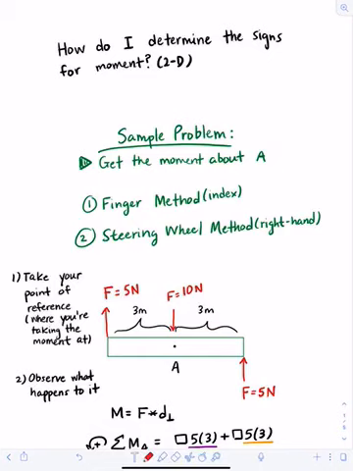I'm gonna first use a finger method strategy, where I use my index finger and put it in the direction of the force that I'm going to be applying. And I'm gonna take as a point of reference point A, because that's where I'm taking the moment at, and I'm gonna observe what happens to it. Based on that, I'm gonna give it a direction, whether positive or negative. Remember that counterclockwise is positive direction and clockwise is negative direction.